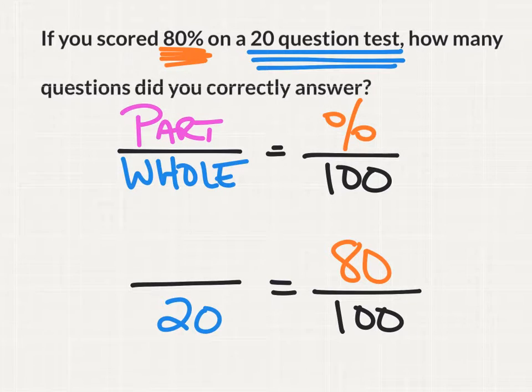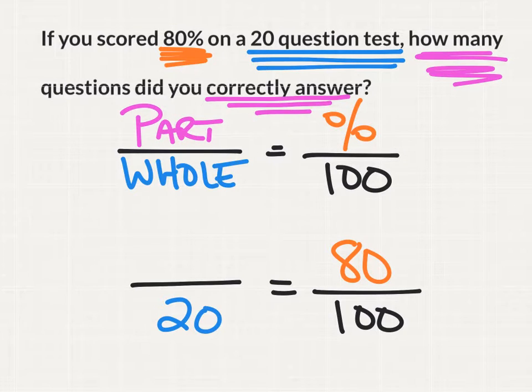But let's keep reading. How many questions did you correctly answer? How many, the unknown, correctly answered? Well, unless you got them all correct and scored 100%, it must mean that you answered some of them correctly and some of them incorrectly. And when you're talking about some of the questions, that's the part. It's not all of the questions, it's only the part that you answered correctly. So X represents our unknown value for the correct number of answers, or the number of correct answers.